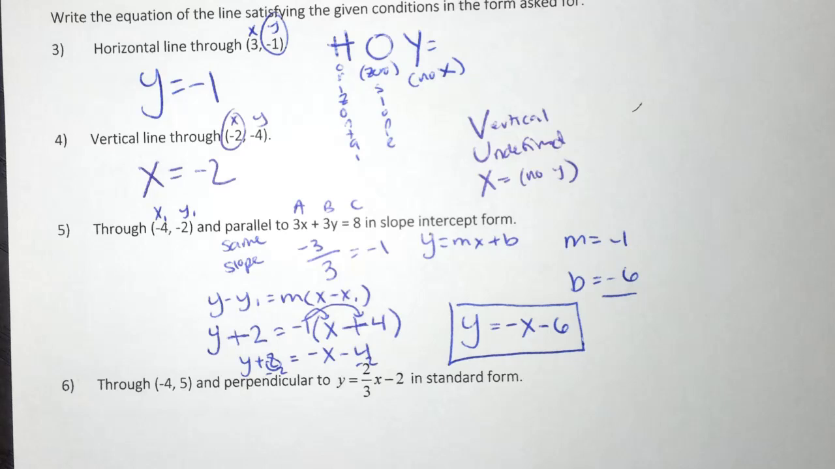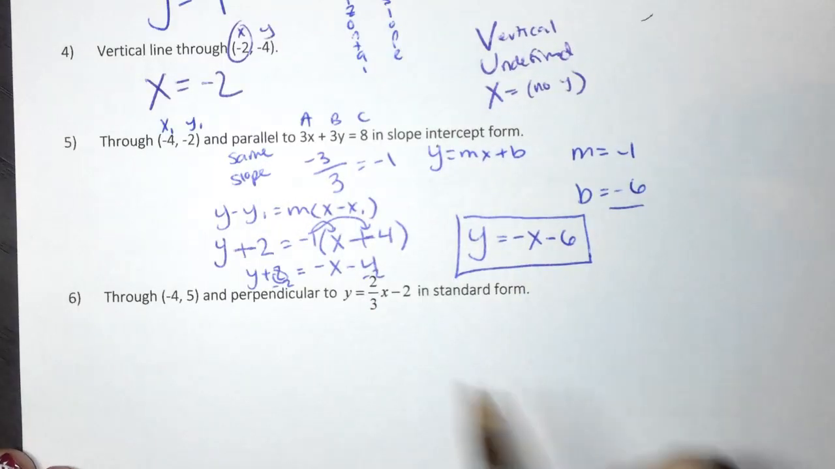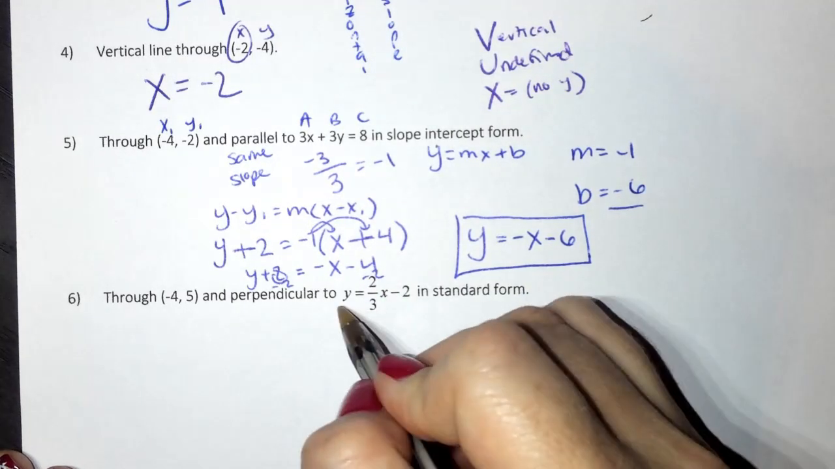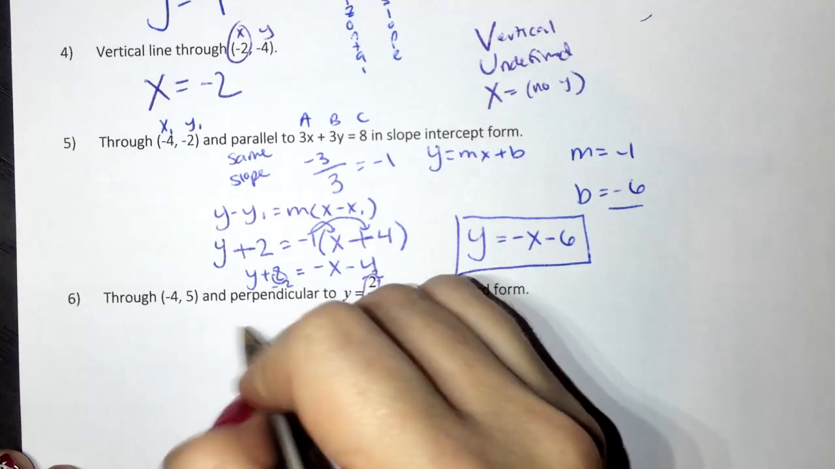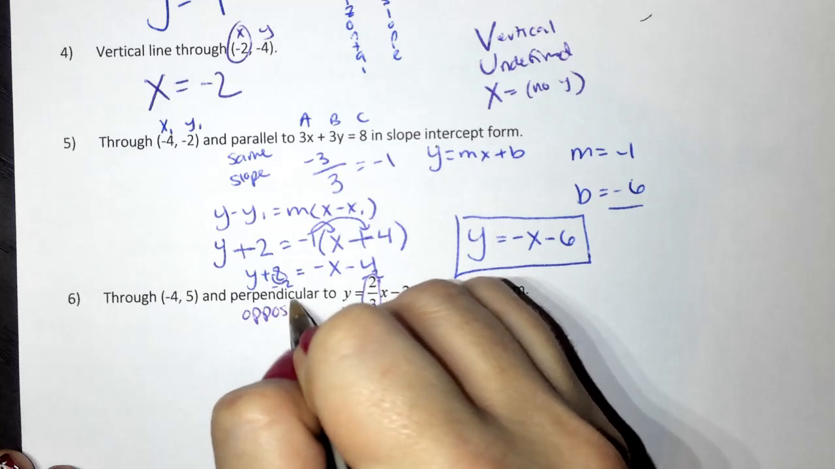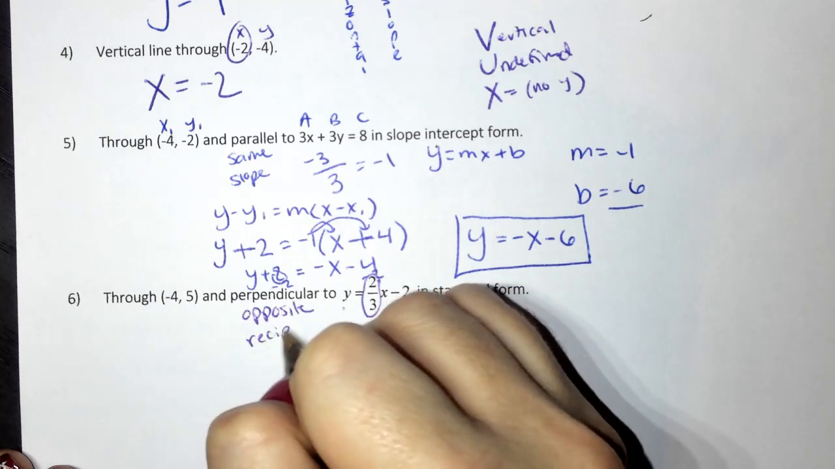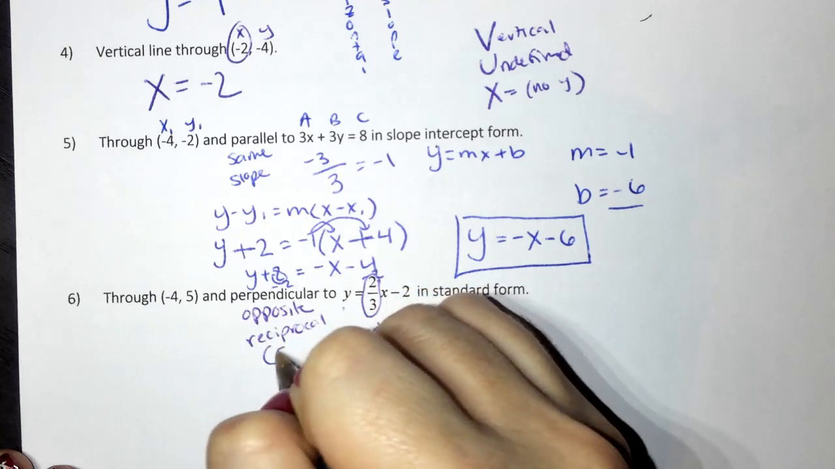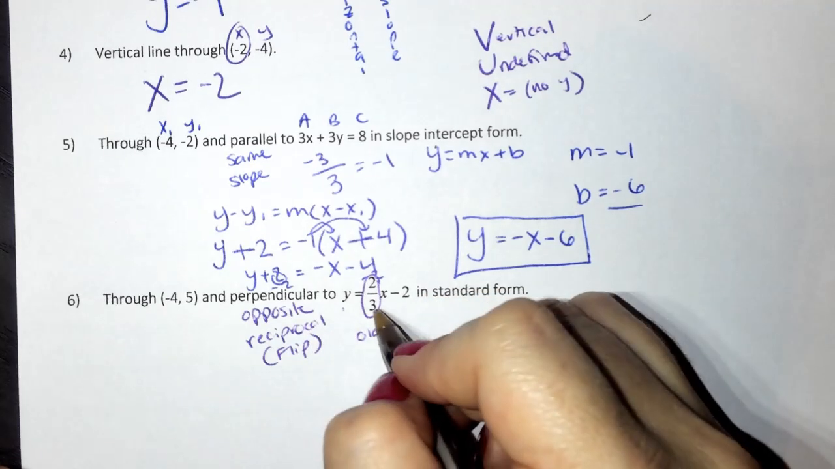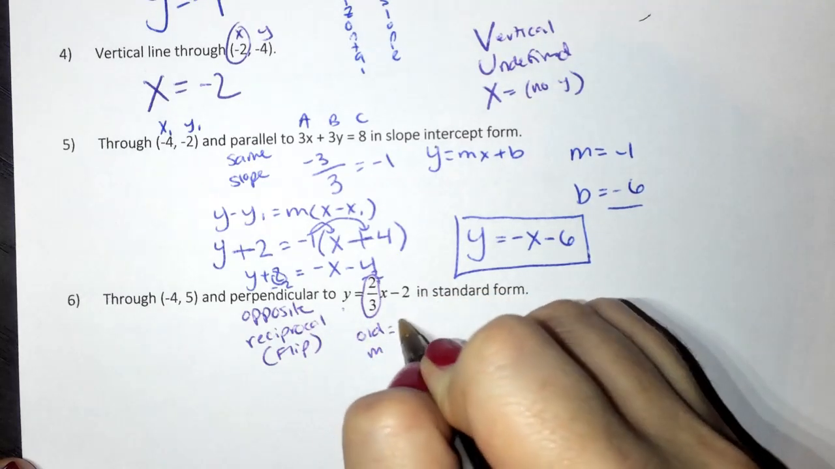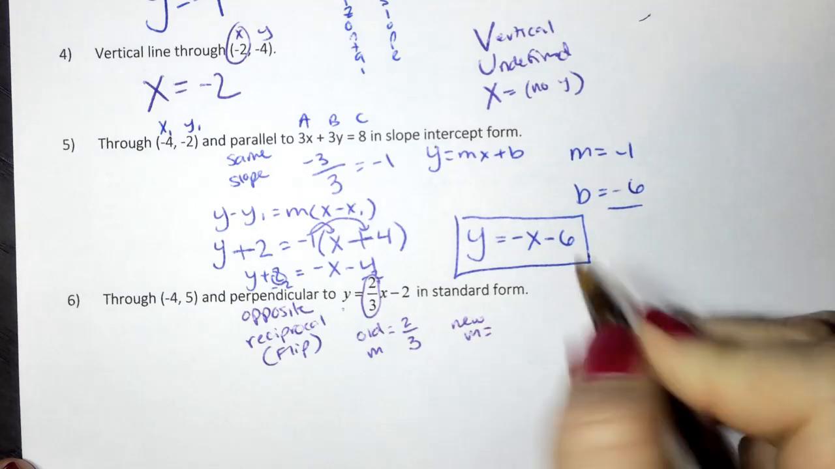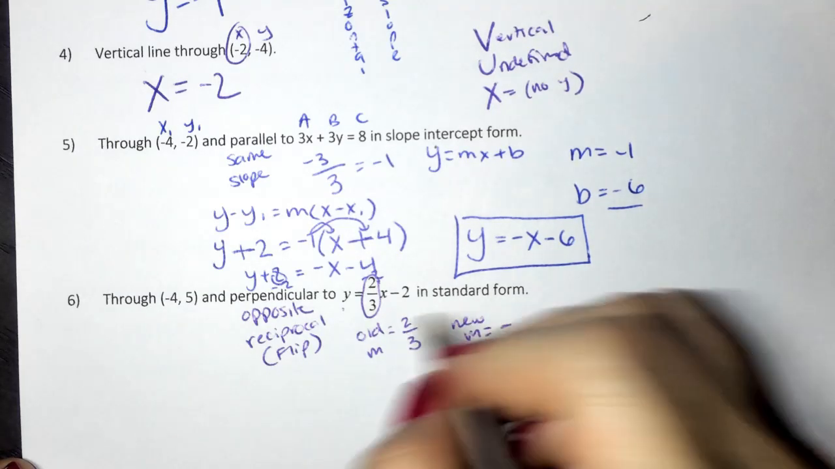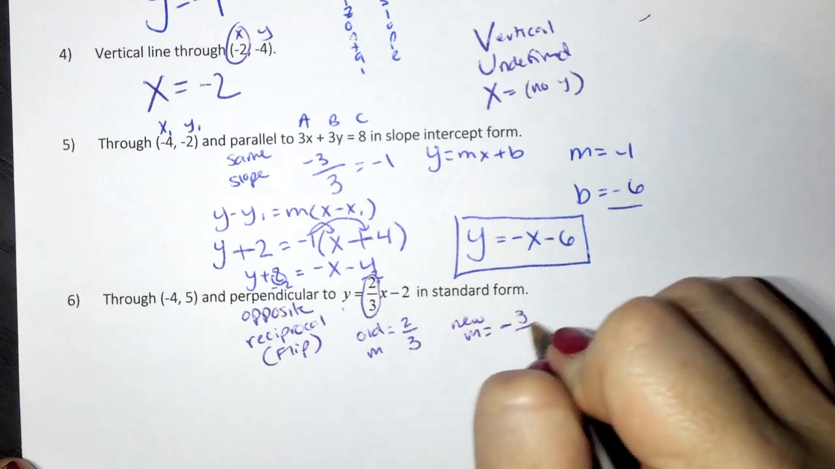Okay, so let's look at the next one. This one says through -4, 5, and perpendicular to this. Well, look, y is alone, so my slope is 2/3. So my old slope, because perpendicular means opposite reciprocal, which means flipped, so my old slope is 2/3, positive 2/3. So my new slope is negative, because it's opposite, and then flip, so 3/2.